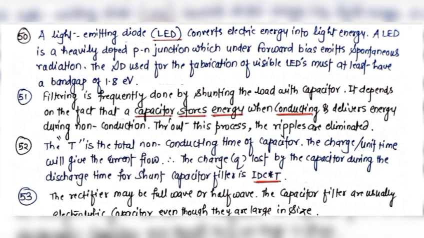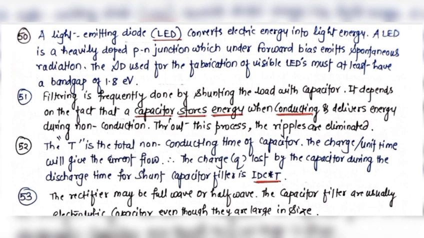Filtering is frequently done by shunting the load with a capacitor. It depends on the fact that a capacitor stores energy when conducting and delivers energy during non-conduction. Throughout this process, the ripples are eliminated.